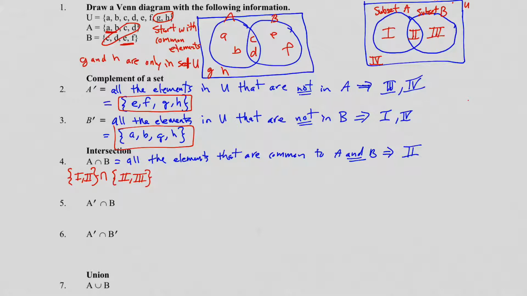So if you look at, okay, the intersection means what they have in common. What do these two sets have in common? Well, they both have region 2. So they both have region 2. There, I just proved it. And now all we have to do is write down the elements in roster form of region 2, which is C and D.